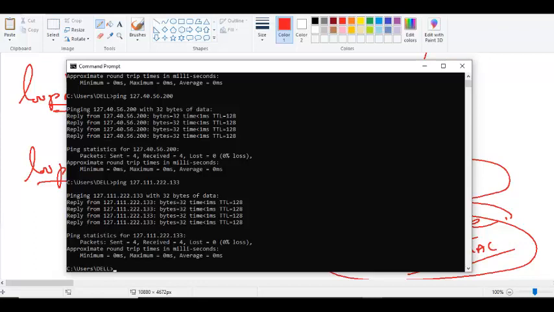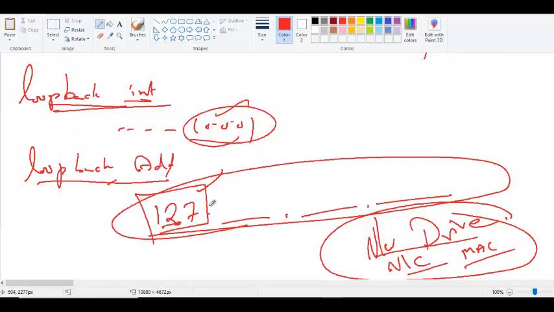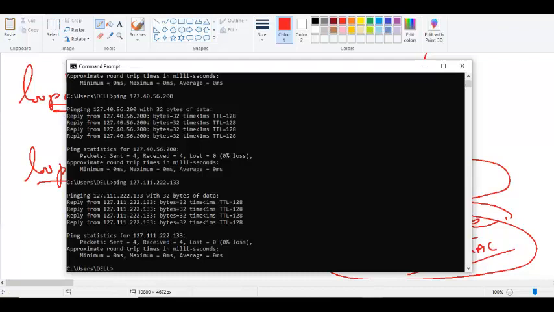Actually, they made a mistake by giving the entire 127 range for this single purpose. In IPv6, they have not made this mistake. In IPv6, just one address, ping ::1. That's all. This is the loopback address in IPv6. You see, ::1. I get a reply from ::1.